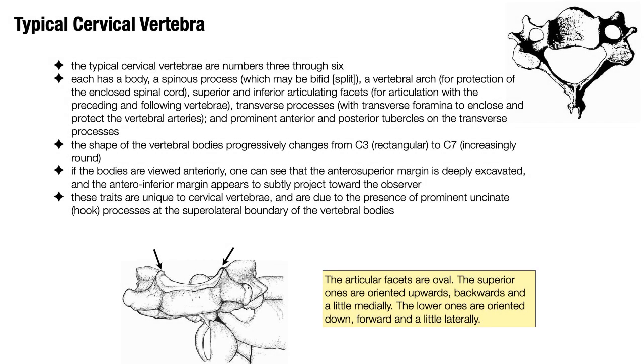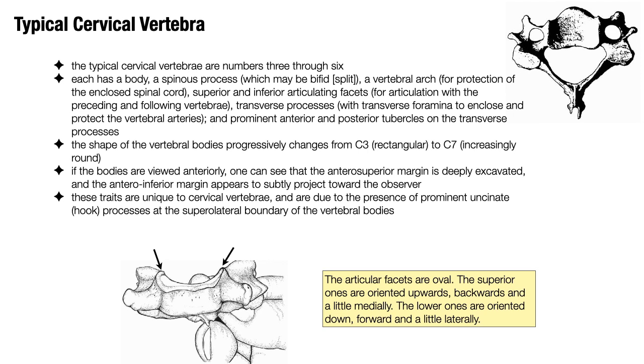Let's see first how a typical cervical vertebra, those are from C3 to C6, looks like. These have a body, a spinous process that can be bifid, a vertebral arch surrounding the vertebral foramen, superior and inferior articulating facets, and transverse processes with transverse foramina for the passage of the vertebral arteries.